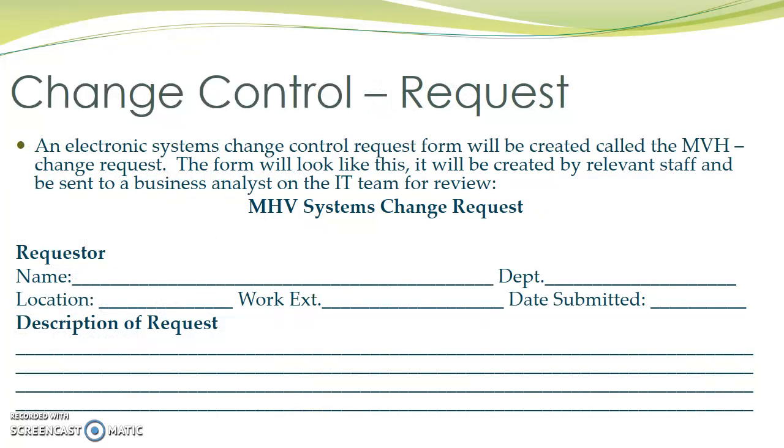The first part of the change control process consists of the request. Someone who wants to initiate a request will go through an electronic systems change control form that will be called the Meadowview Hospital Change Request. The form will look like this, and it will be created by the initiating staff and sent to a business analyst on the IT team for review. The form will consist of the requester's name, their department, and a description of the work they're looking to achieve with the change request.